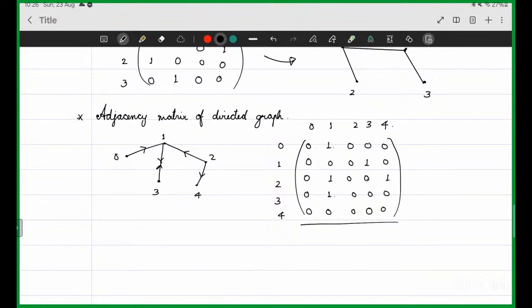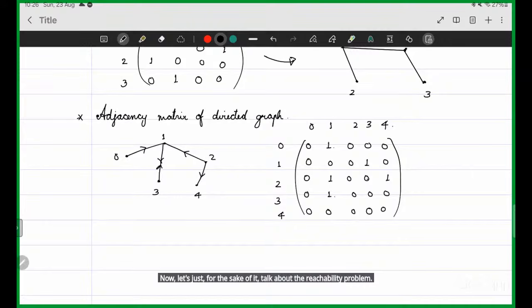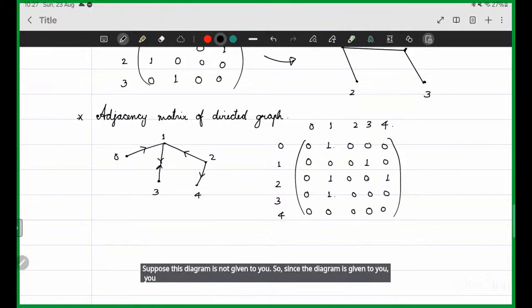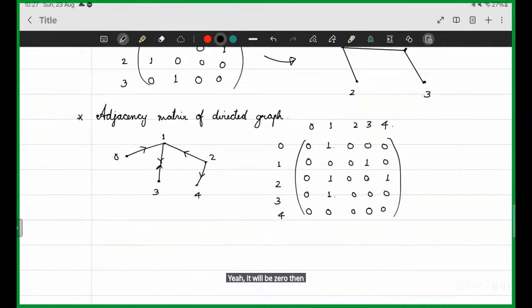Now, let's just, for the sake of it, talk about the reachability problem. Is 1 reachable from 4? Suppose this diagram is not given to you. Since the diagram is given to you, you know that 1 is not reachable from 4, right? It will be 0 then. We can conclude that. But if not, how will I go about doing it?